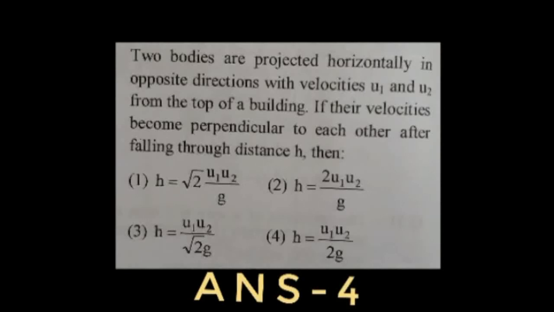Two projectiles are projected horizontally in opposite directions with velocities u1 and u2 from the top of a building. If their velocities become perpendicular to each other after falling through a distance h, then h is equal to what? H after which the velocities will become perpendicular.